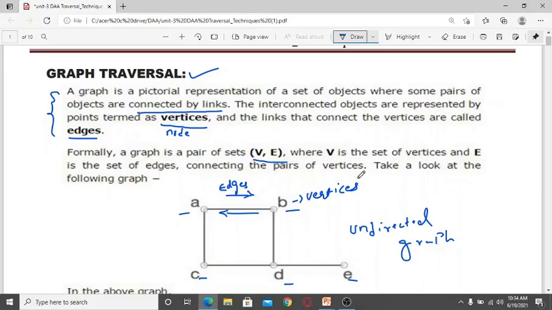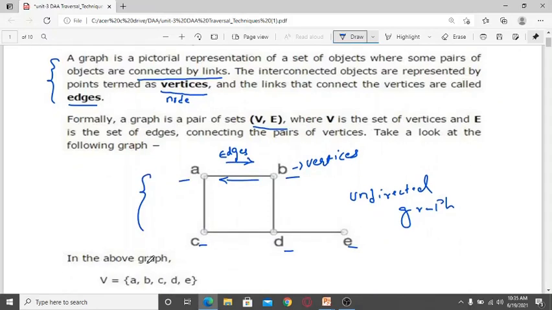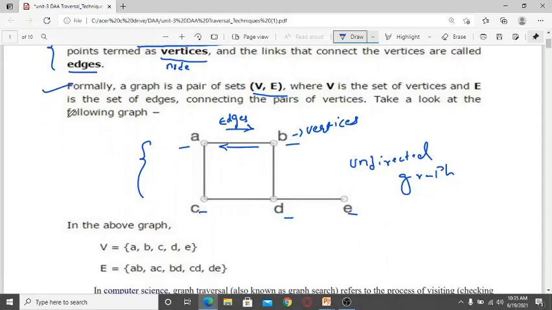Connected the pairs of vertices, take a look at the following graph. In the graph you can see A, B, C, D, E, the vertices, and from A to B and A to C and C to D and D to E. These are the edges. I hope you understand this graph topic. And how we can represent that as per the formula? How we need to write?